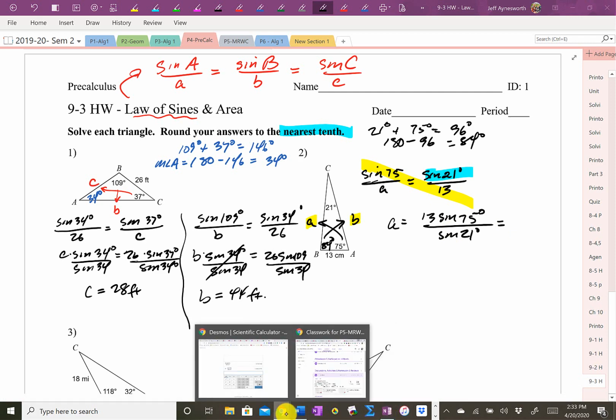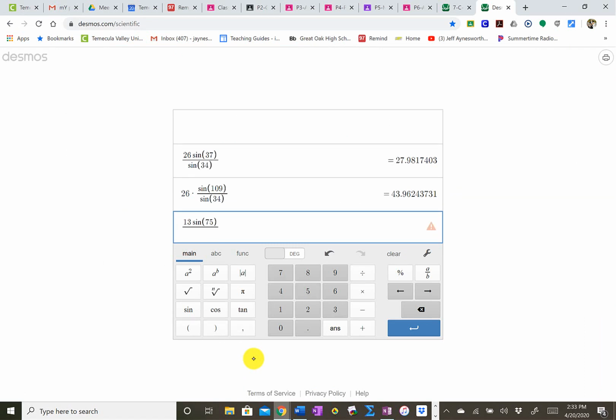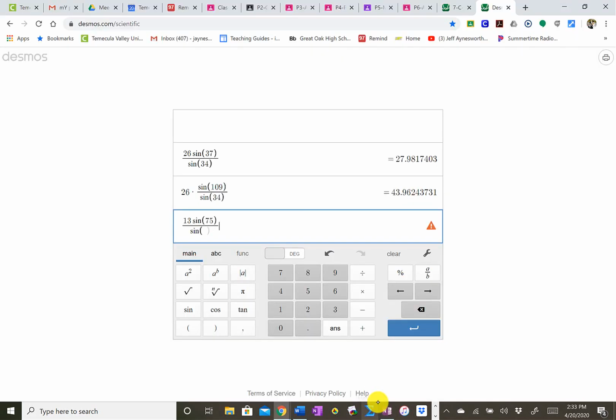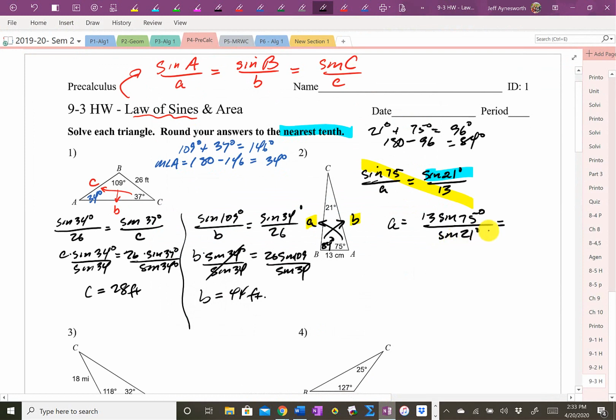So let's calculate it. 13 sine 75 divided by the sine of 21 degrees, and then approximate it and round it, and that's about 35. So 35 centimeters there. So A is 35 centimeters.